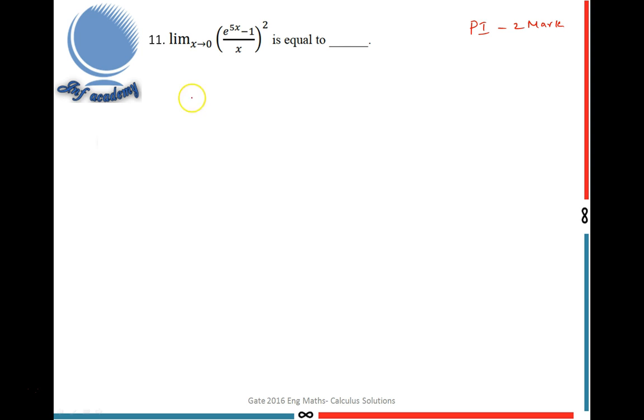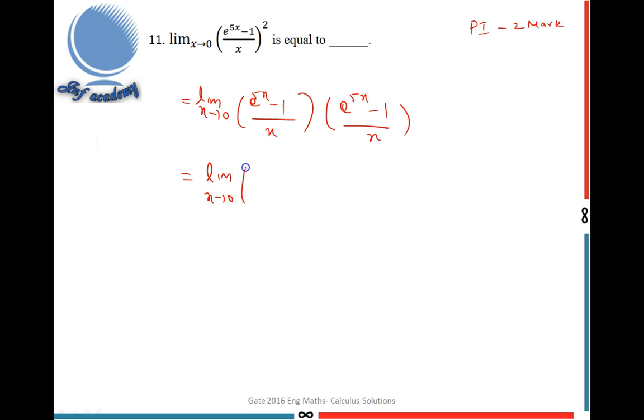Next, I can write this limit as limit x tends to 0, e power 5x minus 1 divided by x, into e power 5x minus 1 divided by x, and the limit of the product of the functions is equal to the product of the limits of the functions. So I can write limit x tends to 0 e power 5x minus 1 divided by x, times limit x tends to 0 e power 5x minus 1 by x. I substitute the limit. First I get 0 by 0 form, an indeterminate form. So I apply the L'Hospital rule.